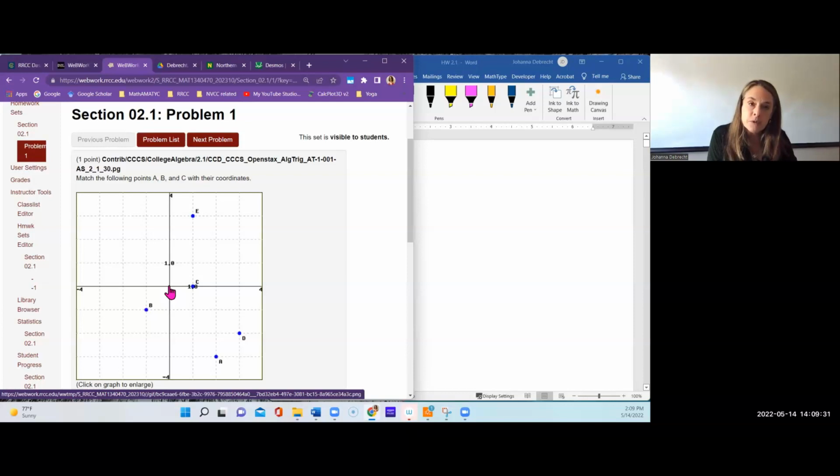Now, when we think about moving on the graph, we want to think about moving to the right, to the left, up, and down. Now, right and up are positive directions.